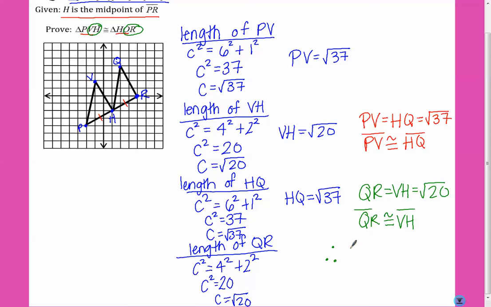Therefore, triangle PVH is congruent to triangle HQR because of side, side, side. QR and VH were the same, and PV and HQ were the same.